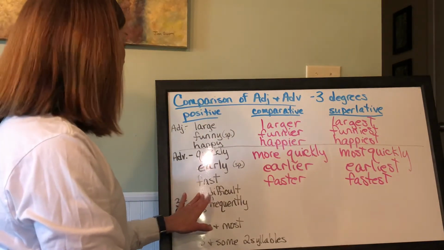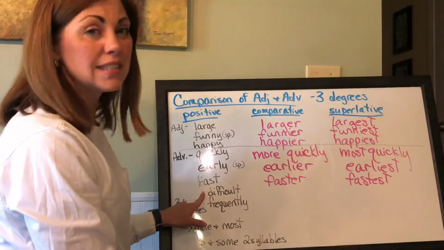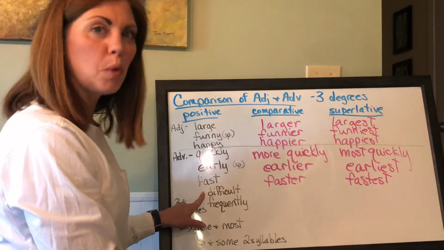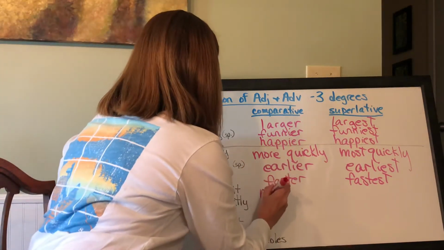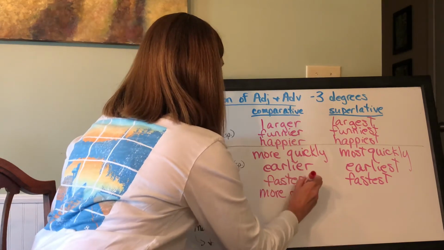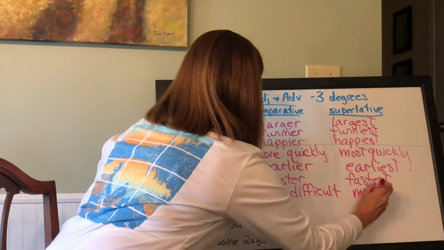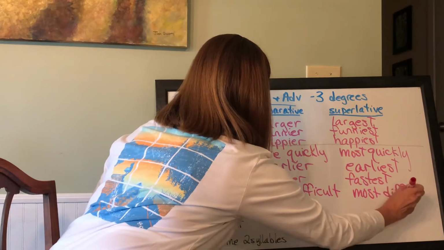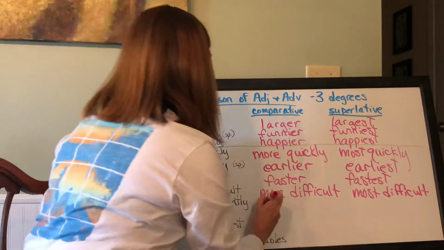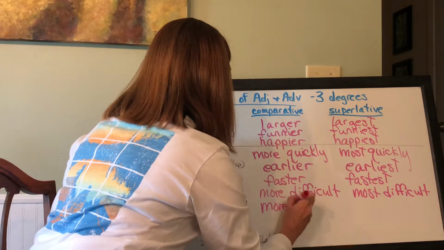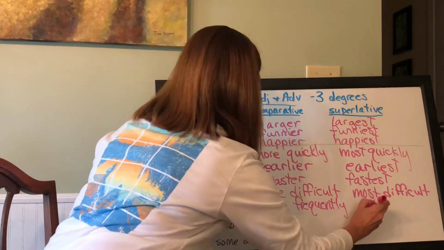Difficult. Okay, this is a 3+ syllable word. So most of the time, I would probably say all of the time, but I don't like to say all the time, but we're going to say pretty much all the time, if it's 3+ syllables, you're going to use more and most. More difficult, most difficult. And then we have frequently, so more frequently, most frequently.